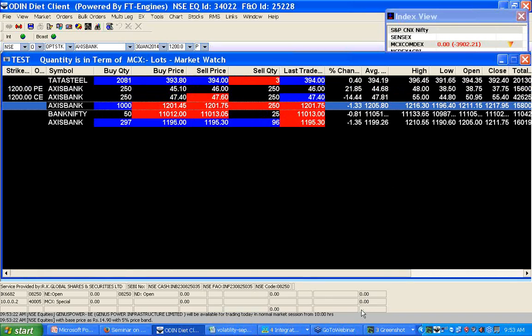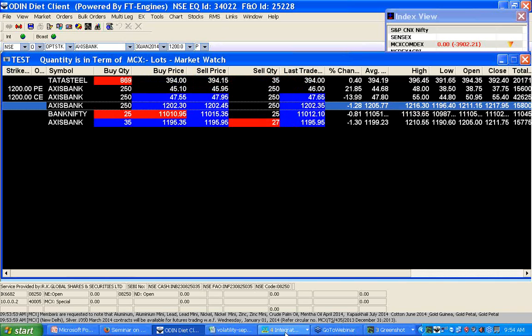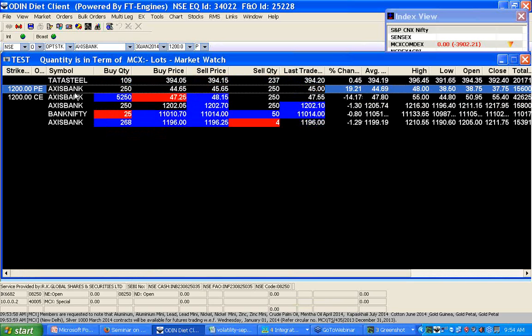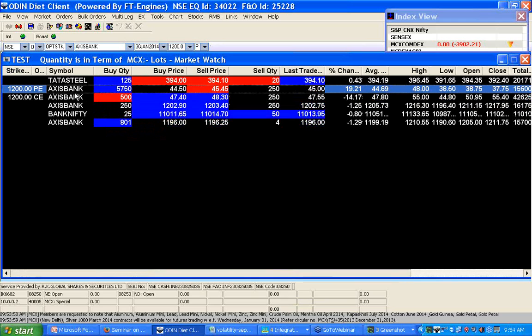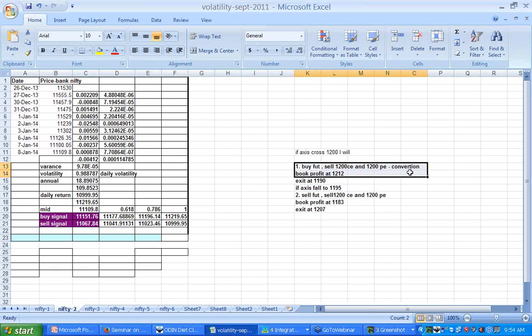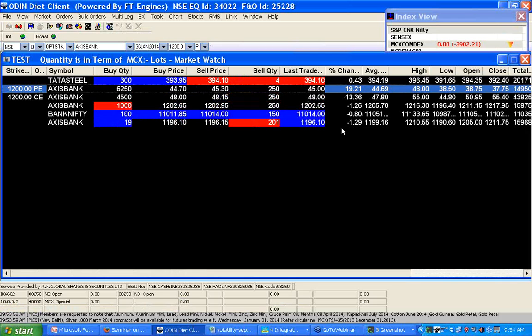Now Axis has given 1201. You can think of initiating this strategy also. So buying futures, selling 1200 call option and 1200 put option together, for intraday. And if Axis falls below 1190, then you can think of exiting this trade. So as per our estimation, this trade we have got a chance. Buying futures, selling a call option and selling a put option, conversion for intraday trade, because Axis has crossed 1200 level. So let us see where it is taking us.